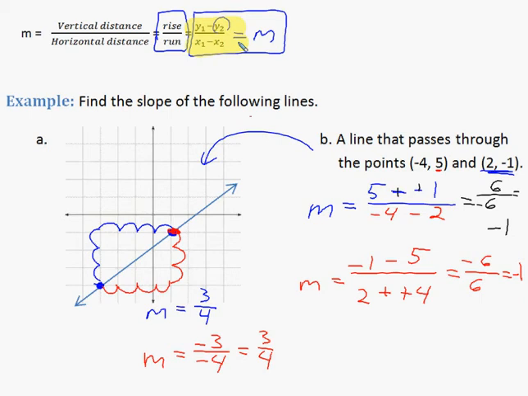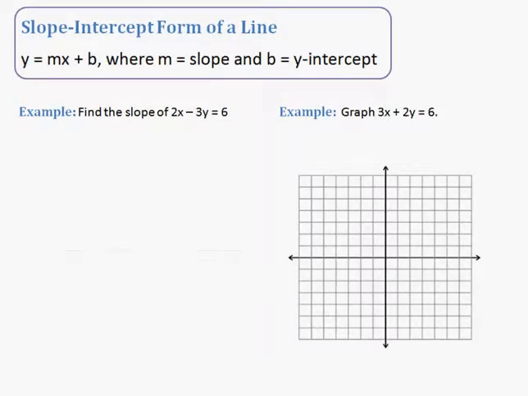You must know this equation: y sub 1 minus y sub 2 over x sub 1 minus x sub 2. That is the equation to find slope. And our last thing here is slope-intercept form. So don't get confused. If I ask for the equation of slope, that's y sub 1 minus y sub 2 over x sub 1 minus x sub 2.